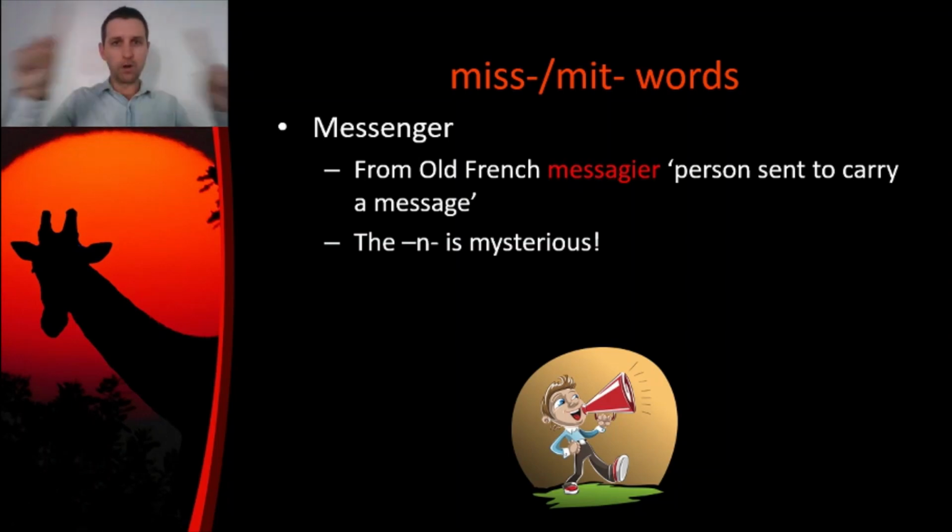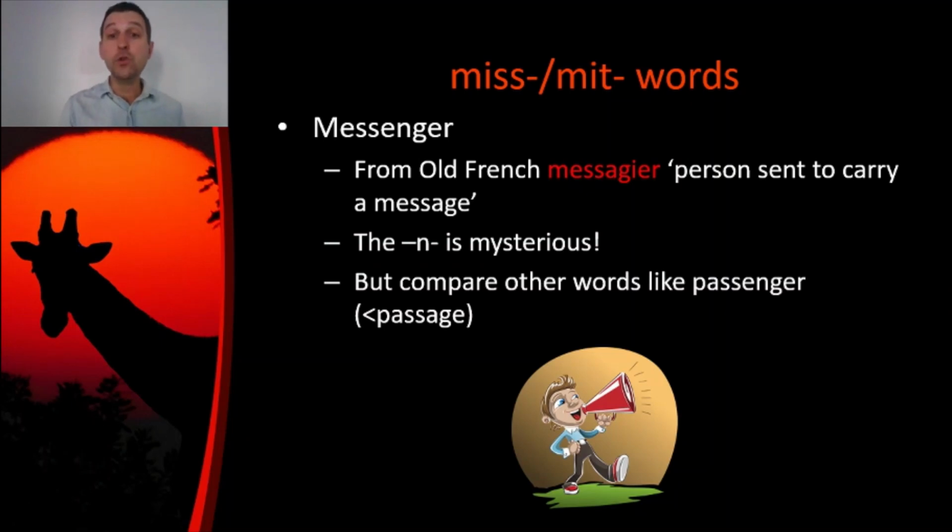So why do those two words not match up? Why is it that one of them has an N and one of them doesn't? Especially because in French, neither of them had an N, and in Latin, neither of them had an N. So where is this N coming from? It's a little bit mysterious, but we do see it in some other words and some other pairs of words in the English language.